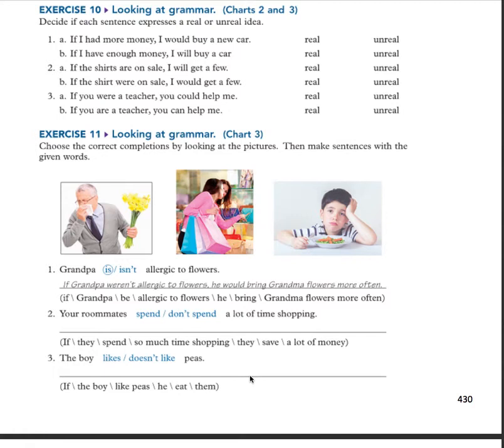Okay, if we look at the boy, look at his face. The boy doesn't like peas. So, if the boy liked, there's your simple past, peas, comma, he would eat them. The fact is, he doesn't like them. Again, if the boy liked, there's your past tense, peas, he would eat them. Okay?